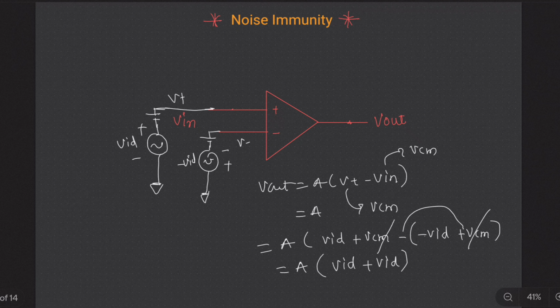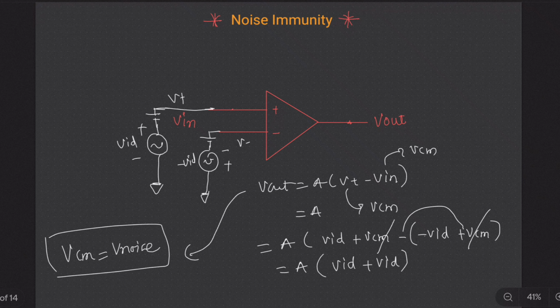So from this what we get is we have to convert the noises into the common mode voltage. You might have read everywhere that your VCM is noise. So we'll see how to convert that noise into the VCM. Is it clear why we convert the noise into VCM? Because our amplifier will eliminate the common mode voltage.